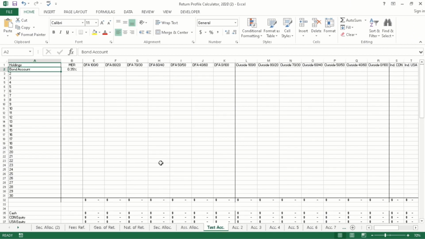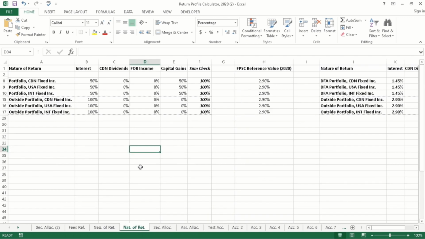We're assuming it's a bond account, and I'm going to run two different types of bond portfolios. We have one that has 50% of the return coming from interest and 50% coming from capital gains. And you may think, how is that possible? Well, a lot of bond funds specifically are buying and selling bonds, and so they're actually getting a capital gain or sometimes a capital loss.